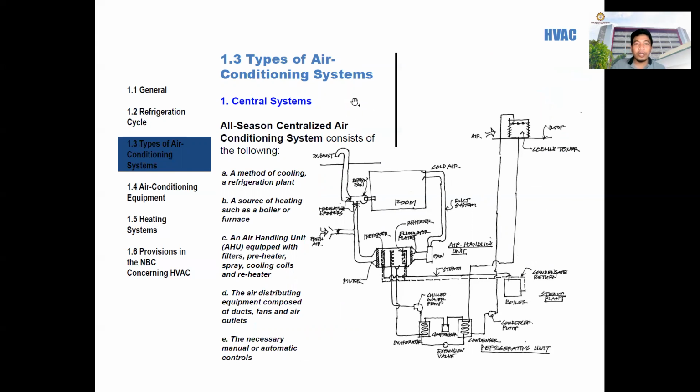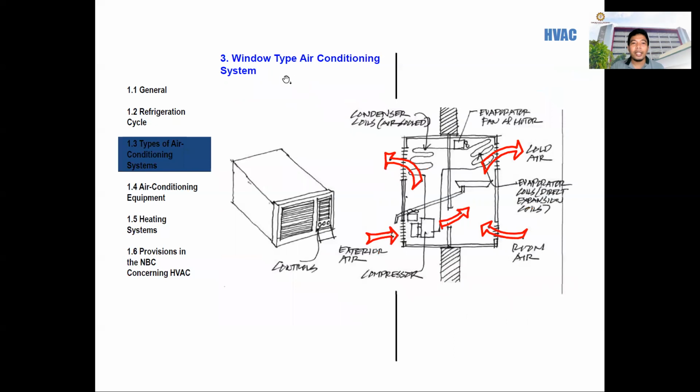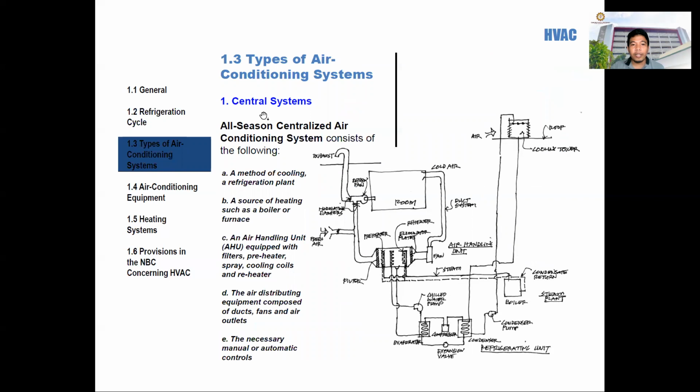For the types of air conditioning system, you have the centralized system or central system, the split type air conditioning system, and the window type air conditioning system. For the central or centralized air conditioning system, an all-season centralized system consists of the following. A, a method of cooling or a refrigeration plant. B, a source of heating such as a boiler or furnace. And C, an air handling unit.